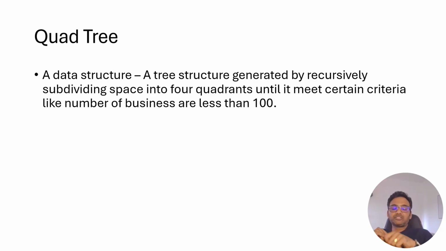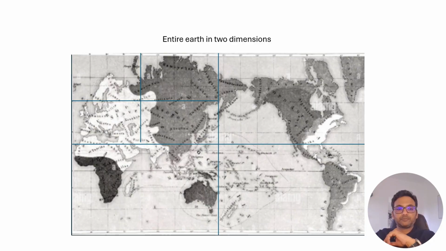Now the second thing that comes here is the QuadTree. So what is a QuadTree? A QuadTree is a data structure that is generated by recursively subdividing space into 4 quadrants until it meets a criterion, like the number of businesses being less than 100. I'm just taking an example of 100. You can define a criterion here, and once the criterion is met, we stop further breaking down that particular quadrant. So the difference here is that we are breaking down based upon the defined conditions. Let me show you how it will look.